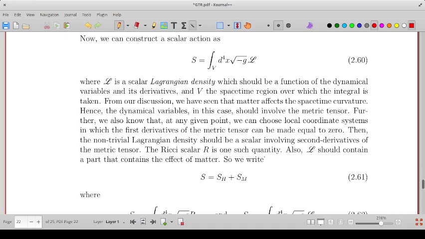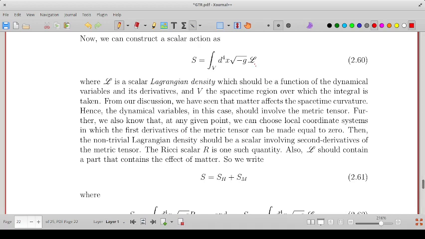Now at any given point, we can choose what are called geodesic coordinate systems, a local coordinate system, in which the first derivatives of the metric tensor can be made equal to 0. We can make the Christoffel symbols equal to 0. Therefore, we expect the Lagrangian density to involve second derivatives of the metric tensor. And we know that we have such a quantity, and that is the Ricci scalar R.